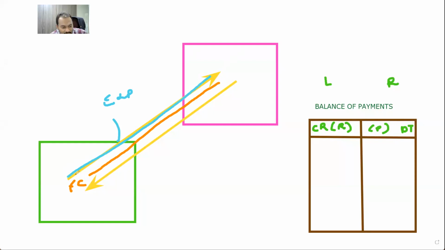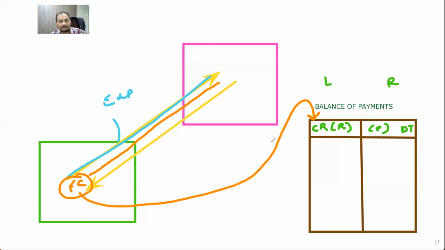So when money comes into our country, we record it on the credit side of balance of payments. That's what is called receipts. Receipts means we are receiving money. India is receiving foreign currency. That's what we enter on the credit side of balance of payments. I hope all of you are clear with that. Are you following me perfectly, everyone? Yes, sir.